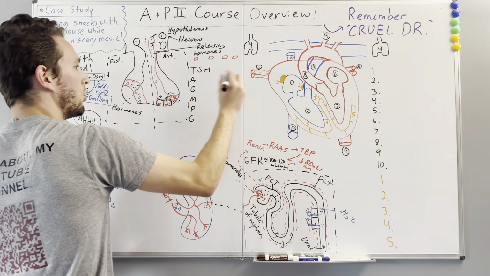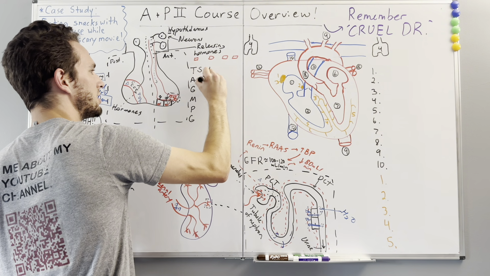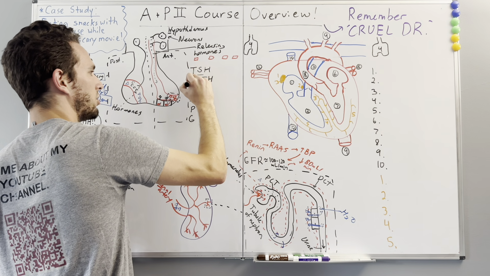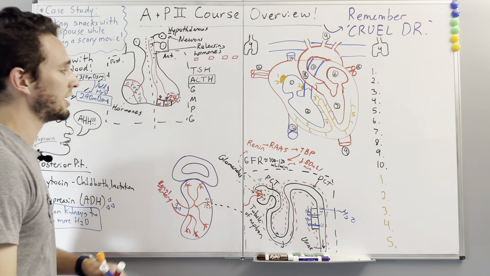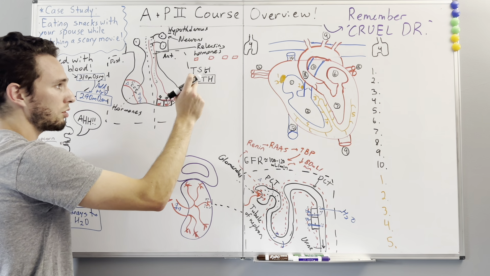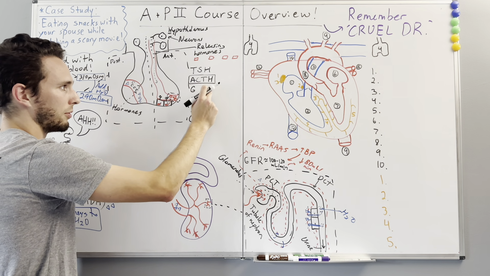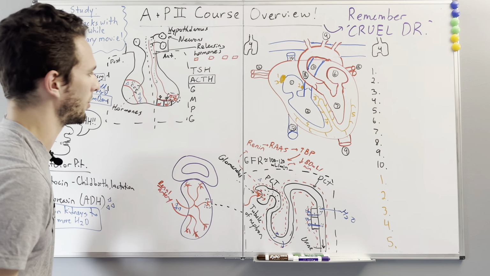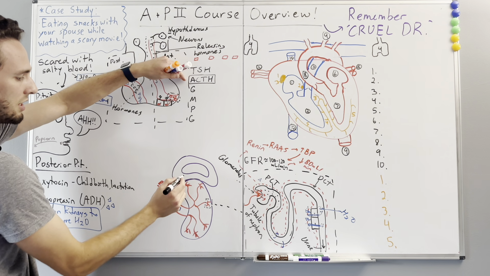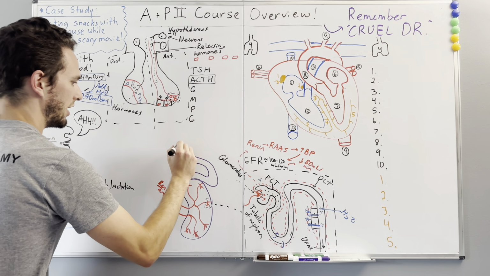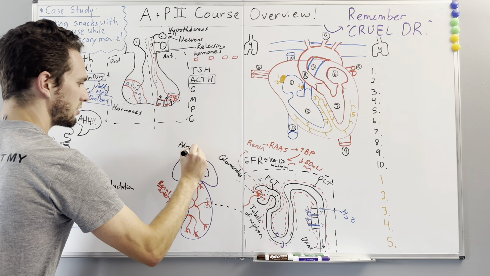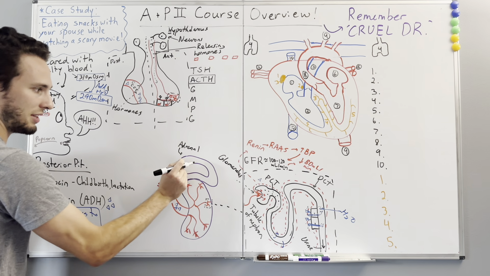The second one will be ACTH. That's the one that's actually going to be released during a scary movie. It stands for adrenocorticotropic hormone. What does that mean? Well, adreno stands for the adrenal glands, which is right here. These are the adrenal glands that are the kidney hats. They sit on top of the kidneys.